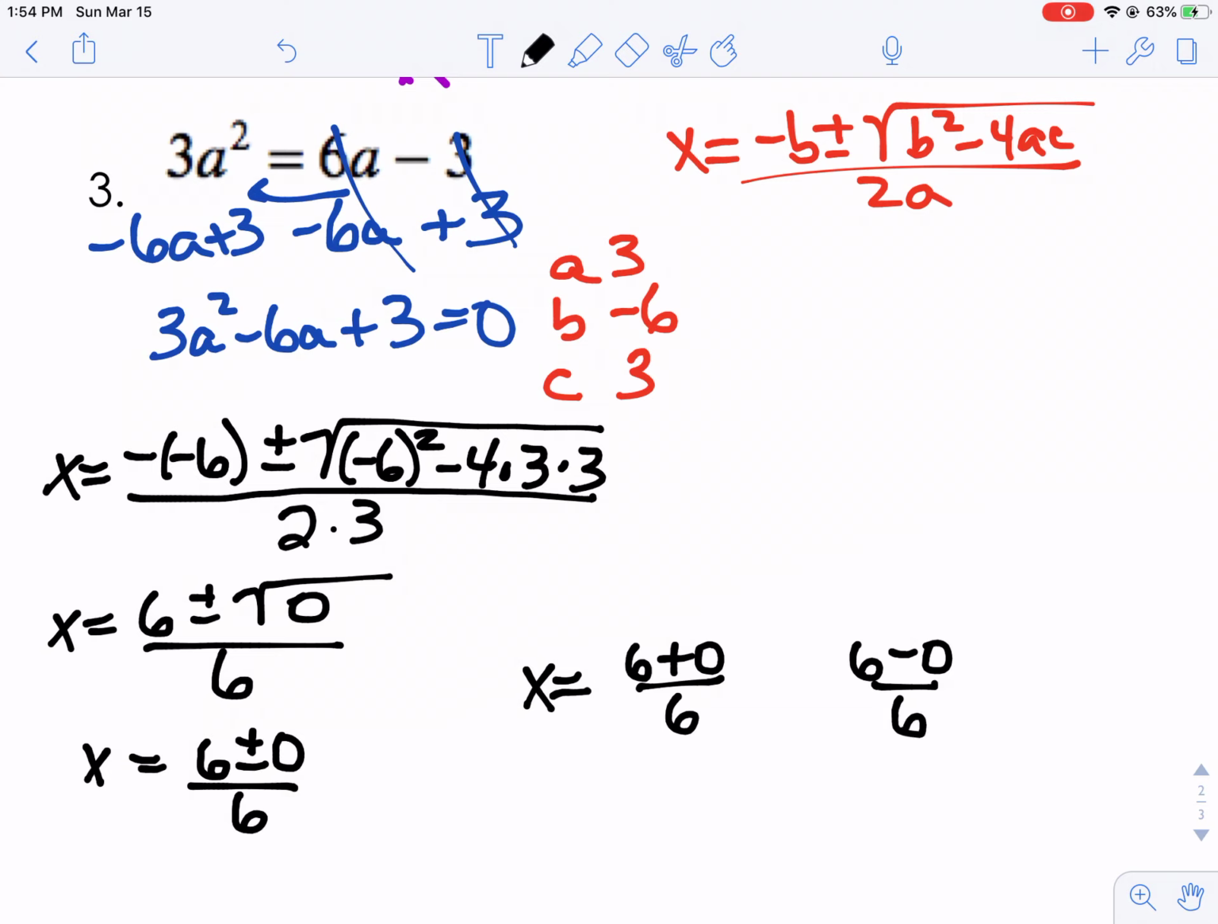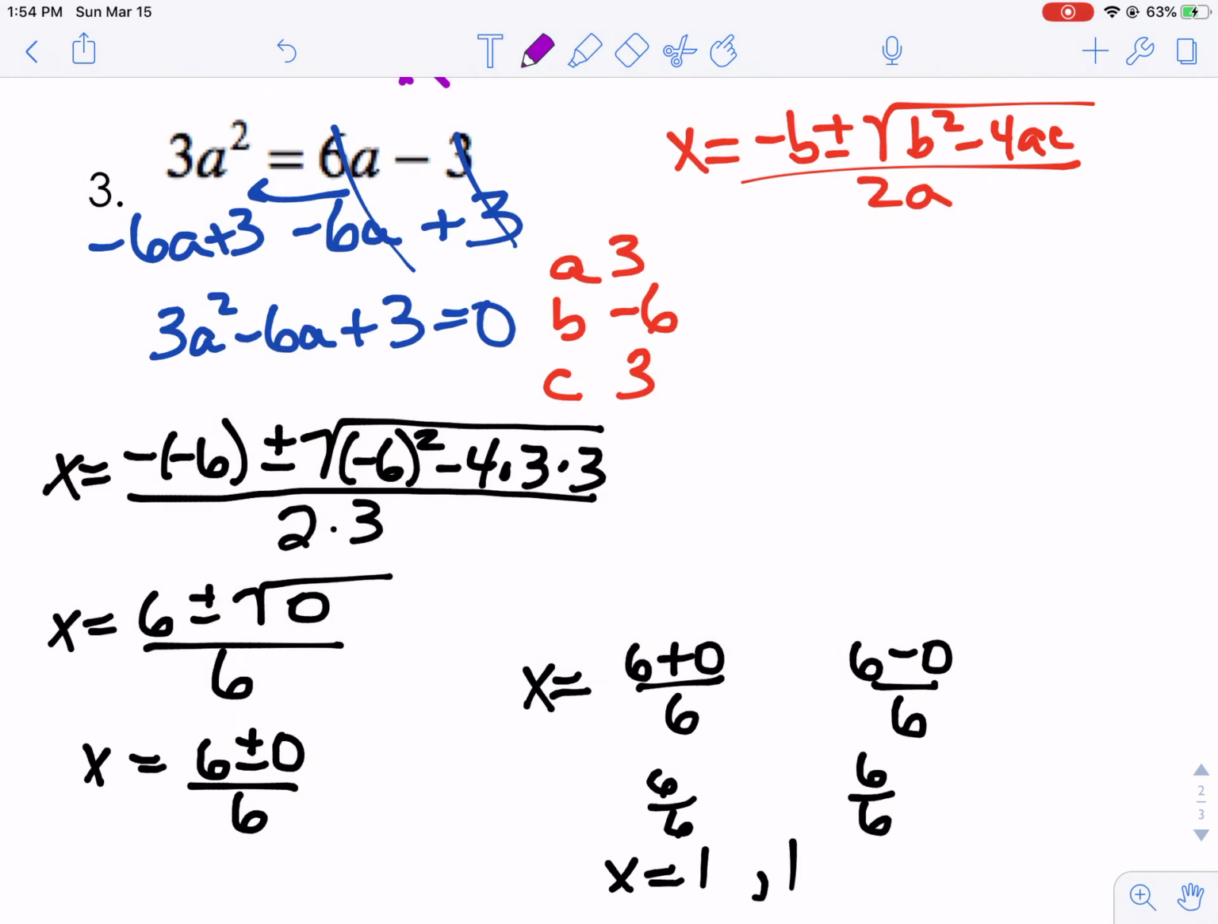Well, 6 plus 0 is 6. 6 divided by 6 means x equals 1. 6 minus 0 is 6. 6 divided by 6 is also 1. So I get a 1 twice. Well, how can a parabola cross twice in the same spot?